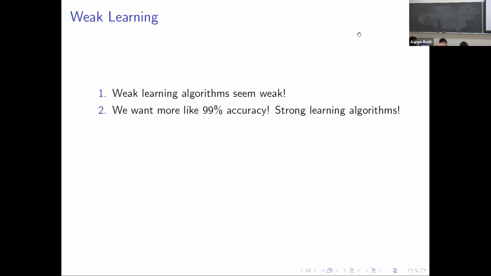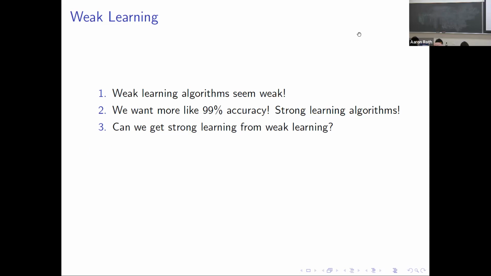What we want really is something that makes predictions that we can rely on. We want something more like 99% accuracy. And maybe by analogy to weak learning algorithms, which get 51% accuracy, if something gets 99% accuracy, let's call that a strong learning algorithm. And the question is, is strong learning a harder problem than weak learning? It seems like the answer should be yes, right? Getting 99% accuracy seems harder than getting 51% accuracy. But it would be kind of interesting if the answer was no.